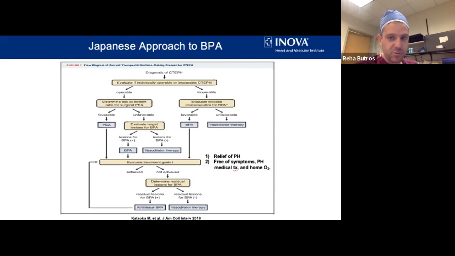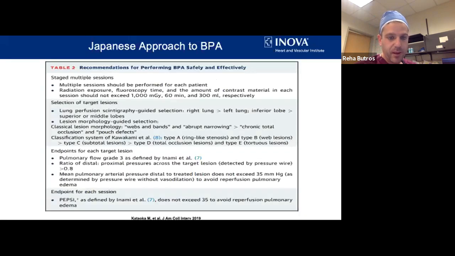In practice, they do a little more BPA. On our side, we do a little more endarterectomy. They do a very similar thing. They stage their treatment. They try to do as many segments as possible. And they start with small balloons and go up gradually.